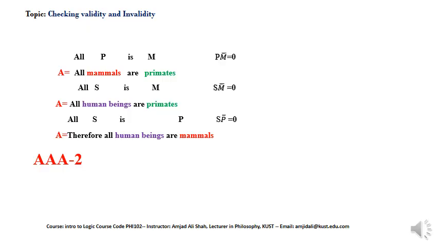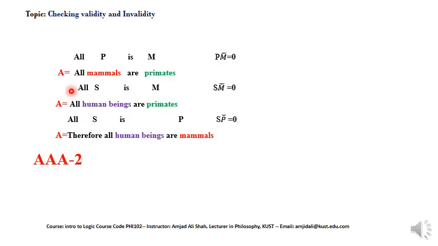Now let's move to the next slide. In the previous lecture, we have already checked the validity of the syllogism of the form AAA1. Today we check the validity of the form AAA2.